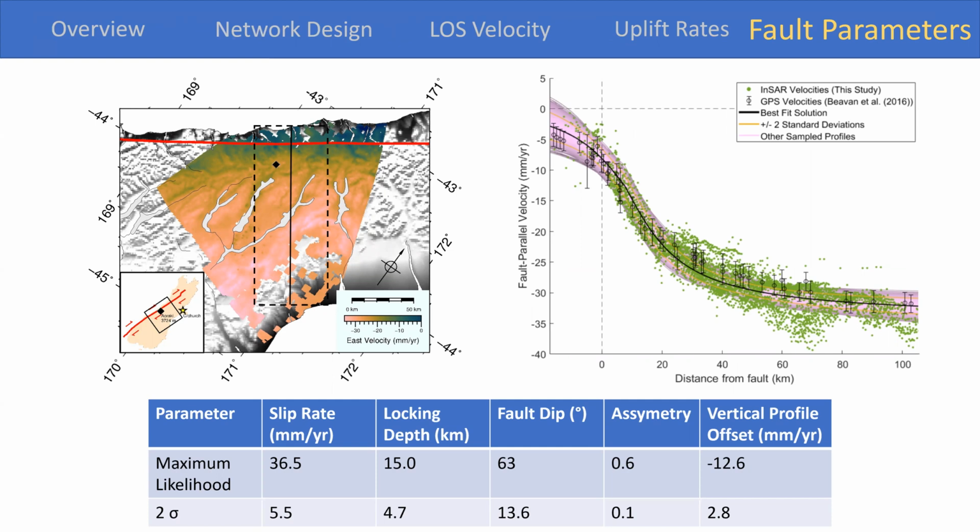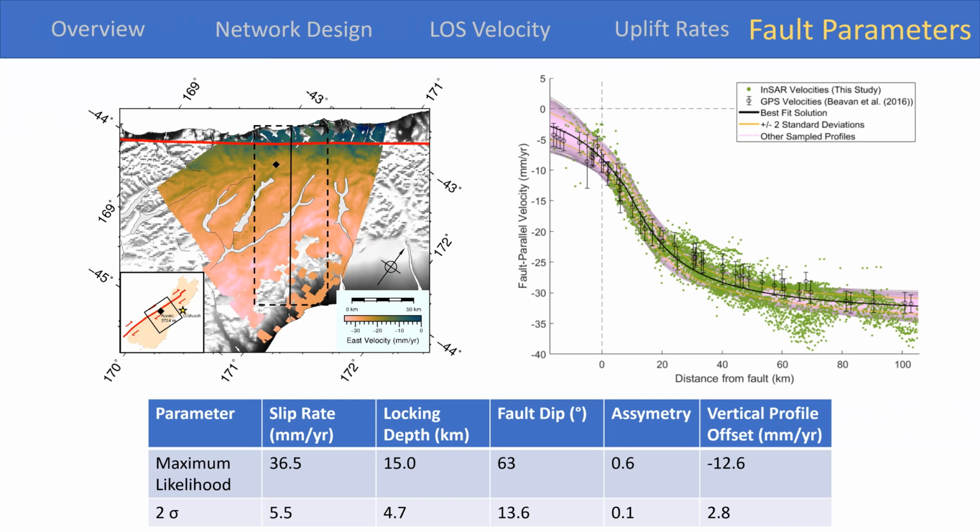However, we can combine this east velocity and the north component that we removed to resolve the fault parallel and the fault perpendicular components. By then carrying out a Bayesian inversion of these velocities along the profile using a vertical screw dislocation model, we get a slip rate of 36.5 millimeters per year on a fault dipping at 63 degrees and locked at 15 kilometer depths.